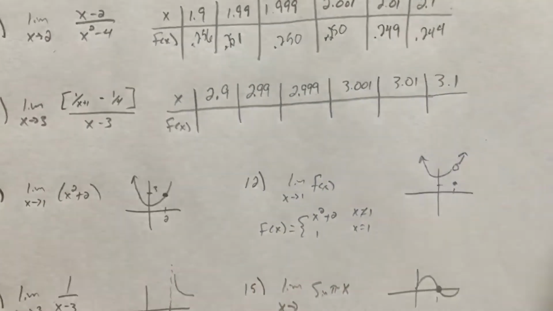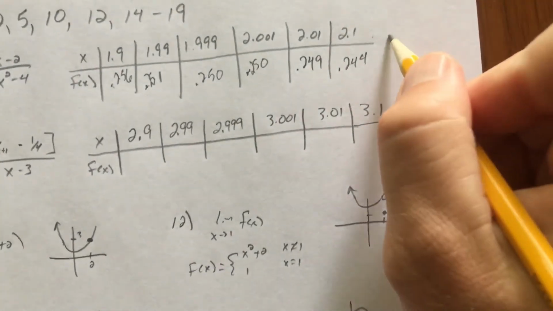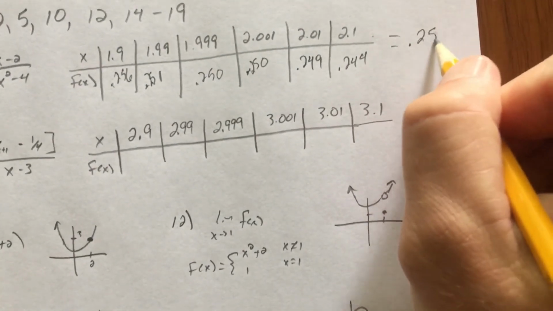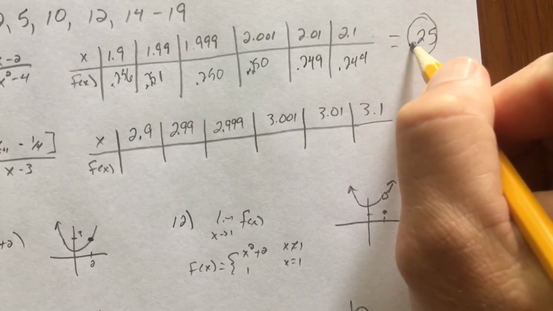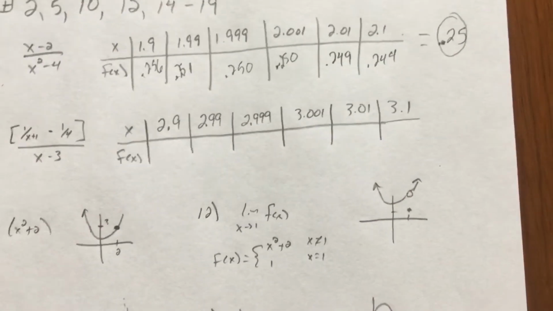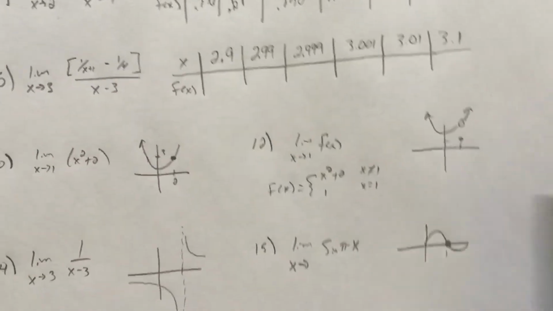So if we had to guess from the table what this limit would be, we would say this limit is 0.25. Now we could do more than that to prove it, but that's, I think, the best guess off of a table. All right, so same thing with number 5.